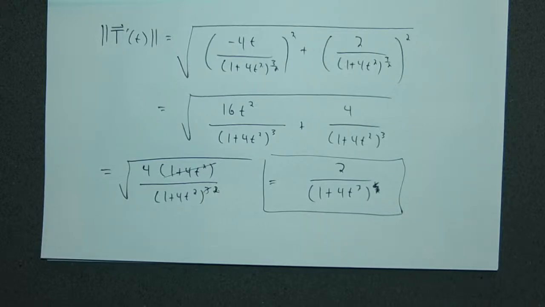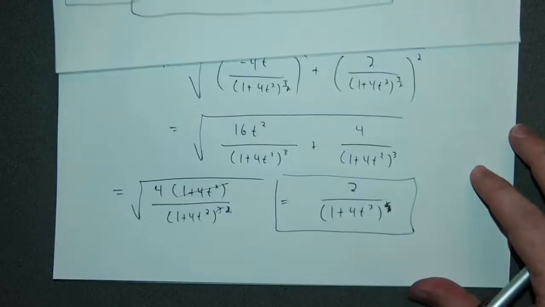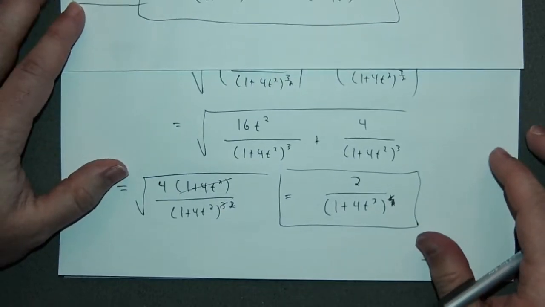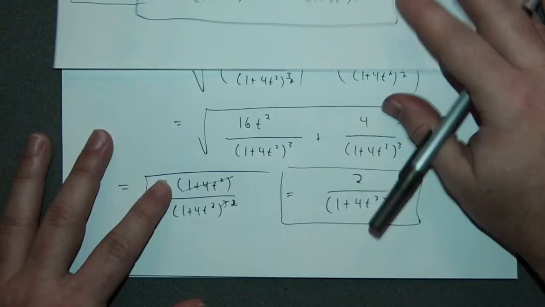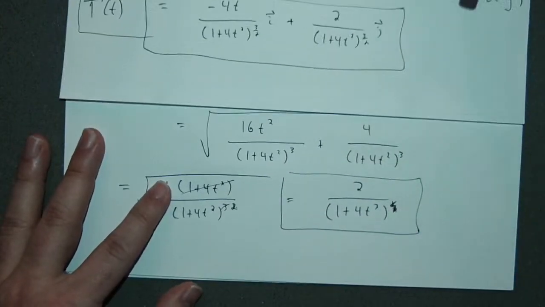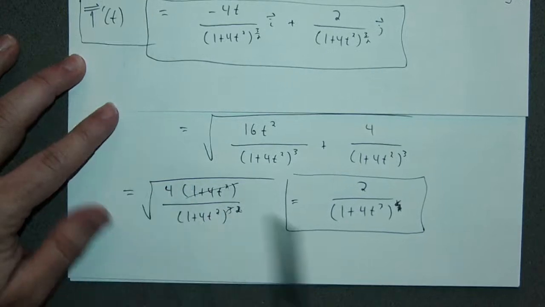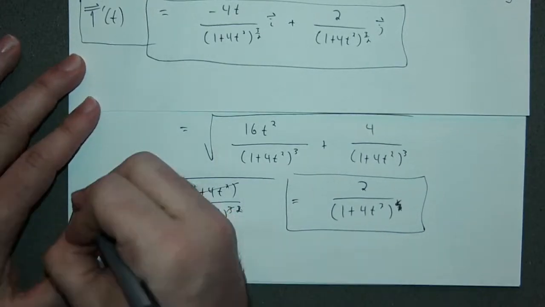All right. So, going back, what is the normal vector? The normal vector is T prime divided by the length of T prime, which is this.